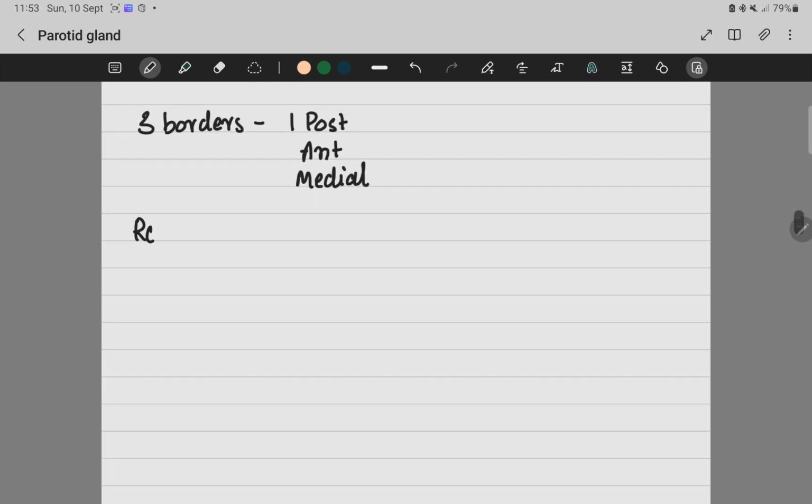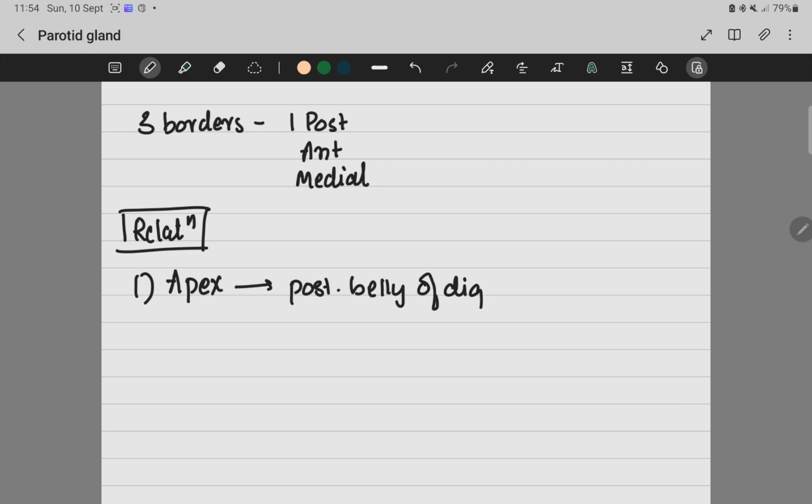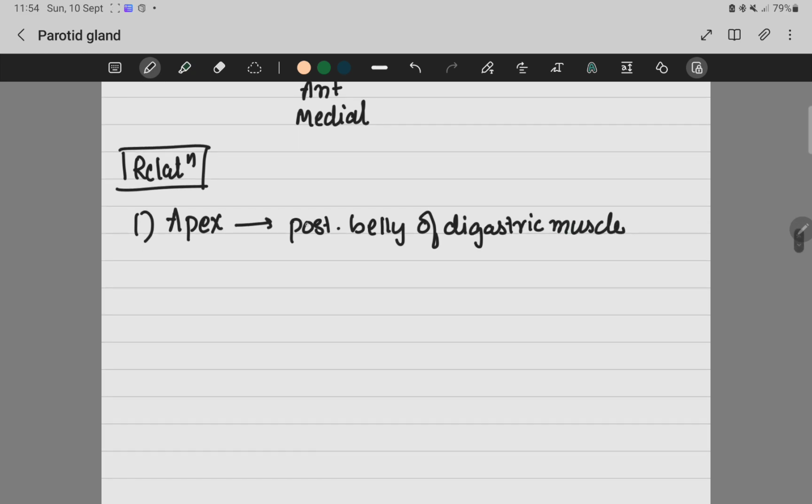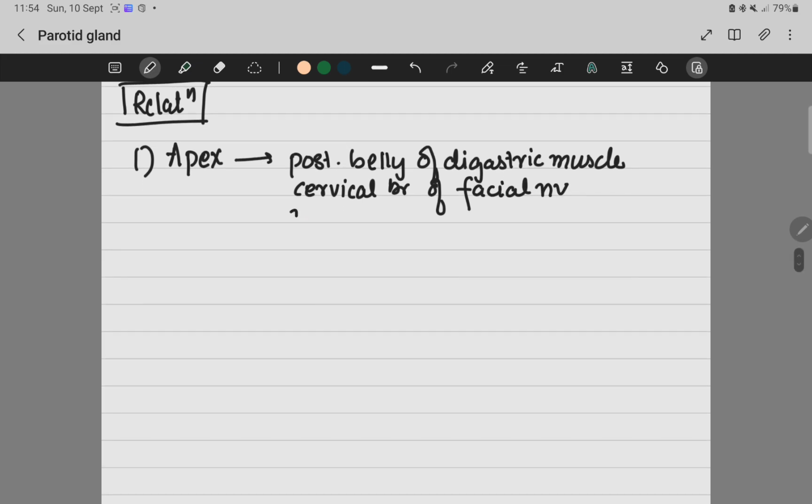Going on to the next topic, that is the relations. First, the apex. The apex is related to the posterior belly of digastric muscle. And it is also related to the cervical branch of facial nerve. It is also related to the anterior and posterior division of retromandibular vein.